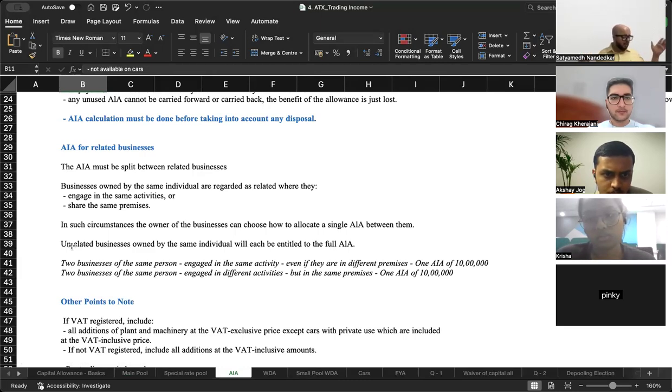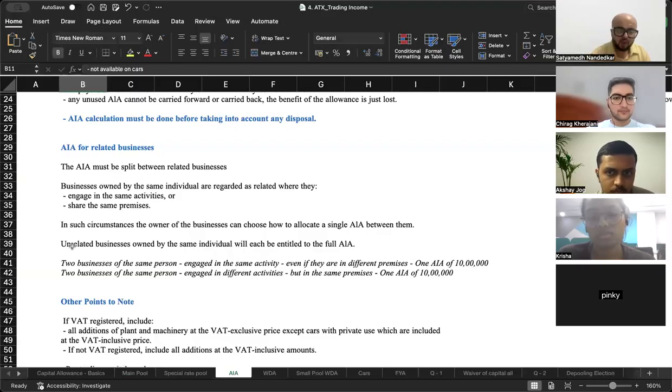What does that mean? I am operating my ACCA coaching business out of Mumbai and I am operating ACCA coaching business out of Delhi. Same business out of two different premises. Then again, AIA is split between the two businesses. Taken together, there will be a same claim of 10 lakh. But imagine I have a coaching business in Delhi and a consulting business in Mumbai. Two separate businesses operating from two separate locations. Each business is entitled to its own AIA.